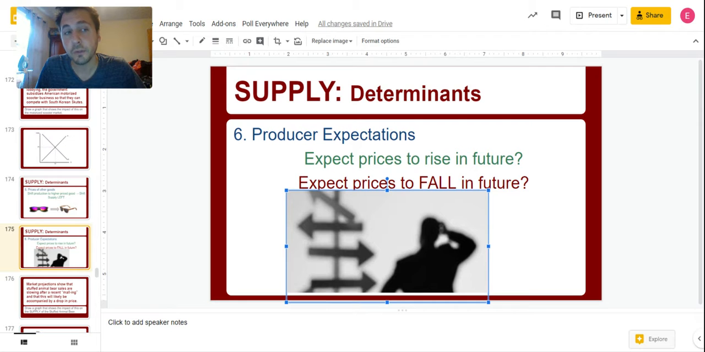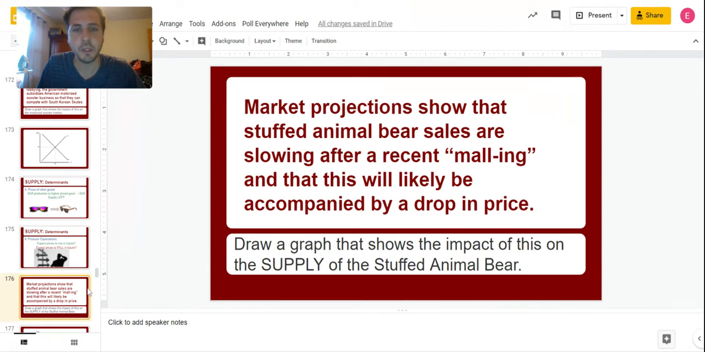And if price is going to fall in the future, then I'm going to produce more. All right, hopefully that made some sense. Let's try one out. Market projections show that stuffed animal bear sales are slowing after a recent mauling. Yeah, there's a mauling, bears. And that this will likely be accompanied by a drop in price.